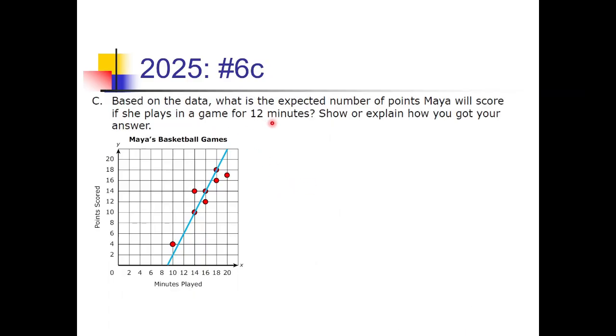For part C, based on the data, we want the expected number of points Maya will score if she plays in a game for 12 minutes, which was none of the games, so that's kind of why they're asking about this, and then show or explain how we got the answer. So we've already drawn this line of best fit back in part B. So we can actually just look up what an input of 12 gives us for an output on this line. So at 12 minutes, we are here at 6 points. So using this line of best fit then, we might expect that she would score 6 points in that game.